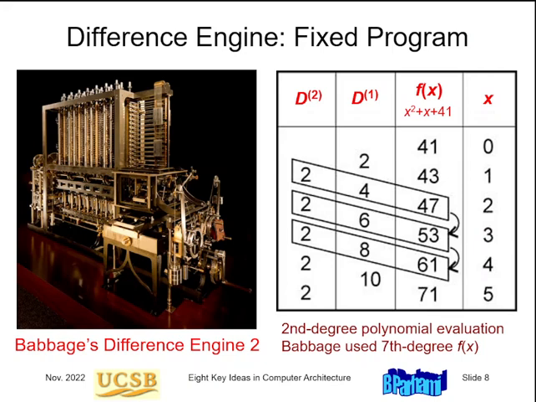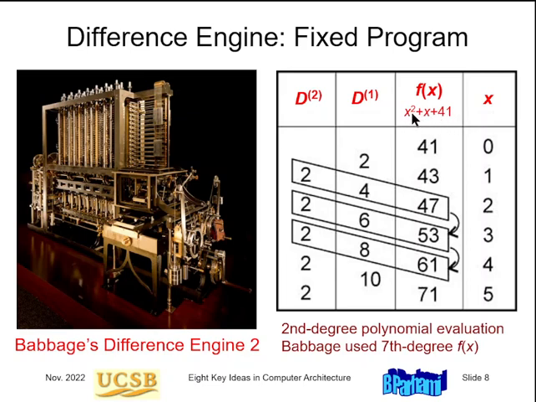Well, the idea of a computer that can be programmed dates back to Babbage's difference engine. In fact, the difference engine could be programmed in a very limited sense. It had a fixed program, essentially. And it could compute polynomials. Here I've shown a very simple example. Babbage actually used a 7th degree polynomial.